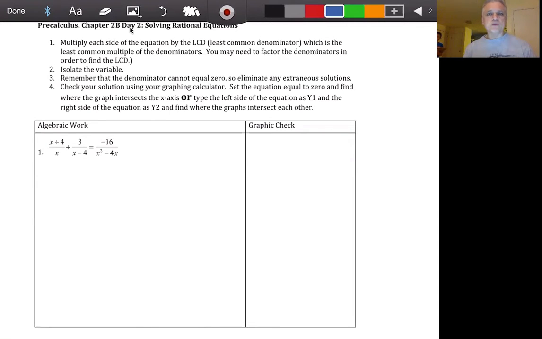Precalculus, Chapter 2B, Day 2, notes. We're going to be solving rational equations, which are equations that have algebraic expressions in the denominator. So there's a little bit of a change for us. We're going to add this to our toolbox of things that we can algebraically solve. So here are your helpful hints, steps, whatever you would like to refer to them as.